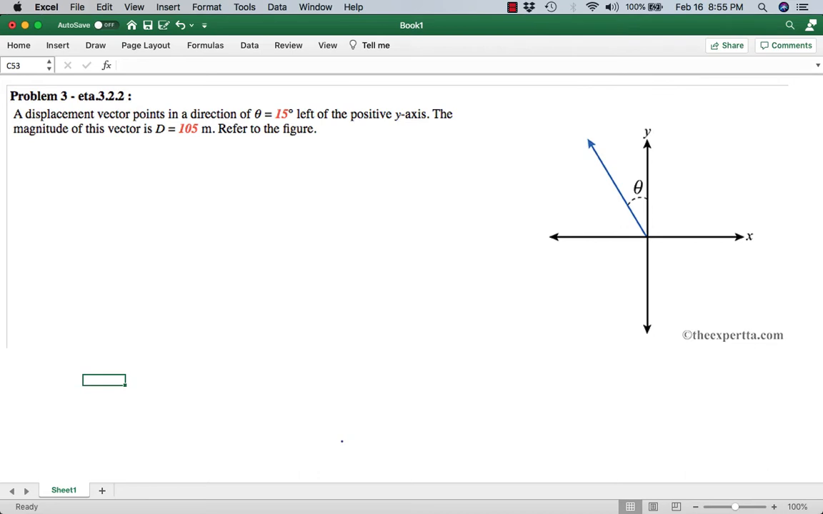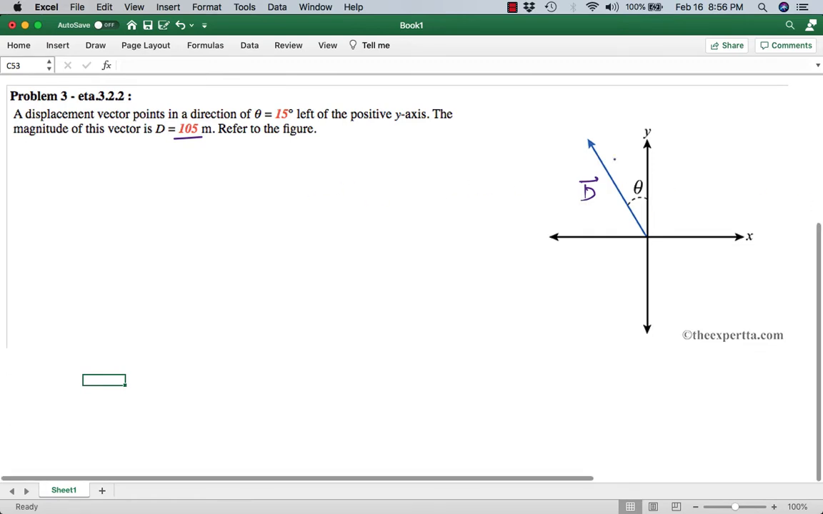Number 3 is similar to number 1. Actually, this is a little bit different from number 1 because this involves just resolution of a given vector. So we have this vector D, and its magnitude is 105 meters, and it is at 15 degrees from the y-axis. So here we are asked to find an expression for the x component vector dx in terms of d, theta, and unit vectors i and j.